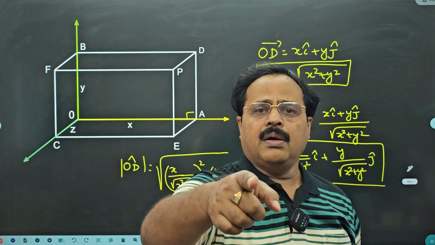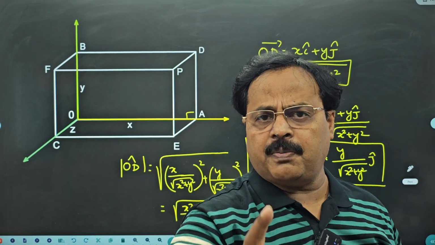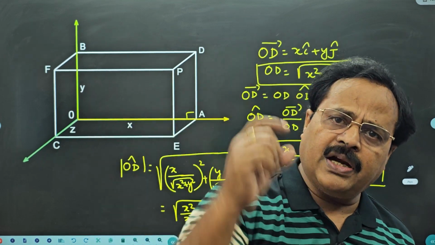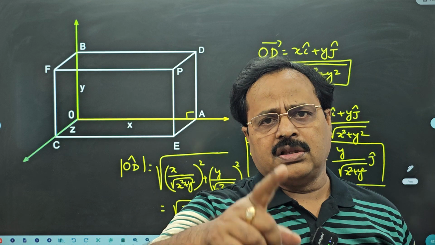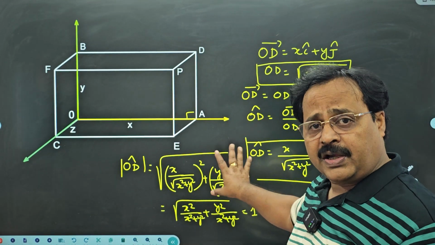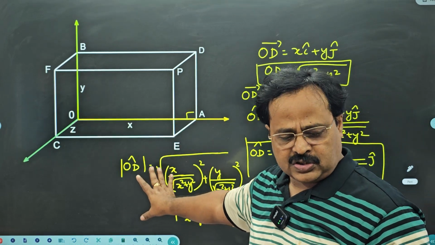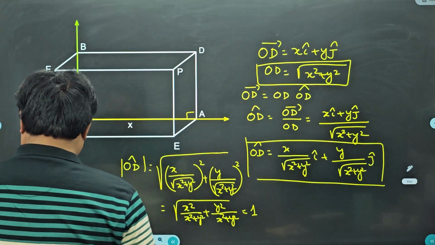So what is the magnitude of a unit vector? The magnitude of a unit vector is 1. What is the main function of a unit vector? It is simply a direction vector. It shows the direction and it should have magnitude equal to 1. Therefore, we have seen here mathematically why the magnitude of a unit vector is 1.